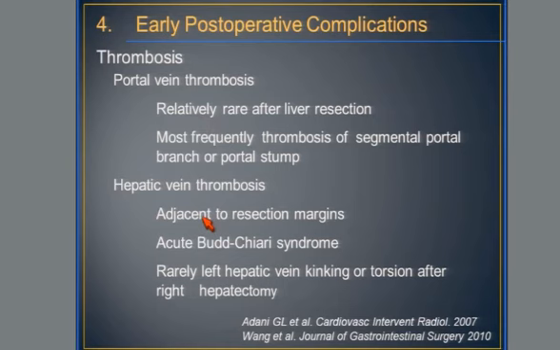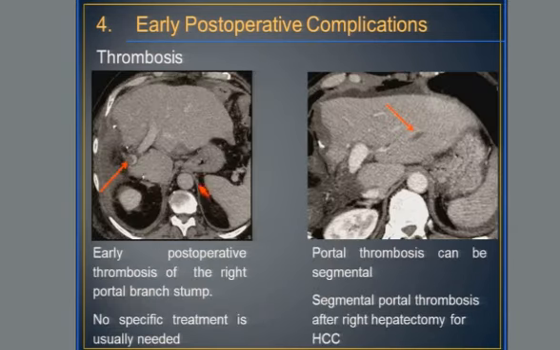Hepatic vein thrombosis is usually observed adjacent to resection margins that can be considered as an acute Budd-Chiari syndrome, and sometimes it's a different type of hepatic vein occlusion. It's not a thrombosis, it's due to a kinking or a torsion of the hepatic vein after right hepatectomy. This is a very rare complication, but you have to be aware of this potential complication because it's potentially life-threatening and the surgeon has to reoperate the patient very quickly.